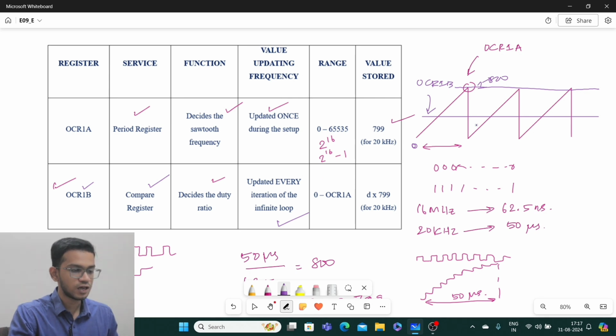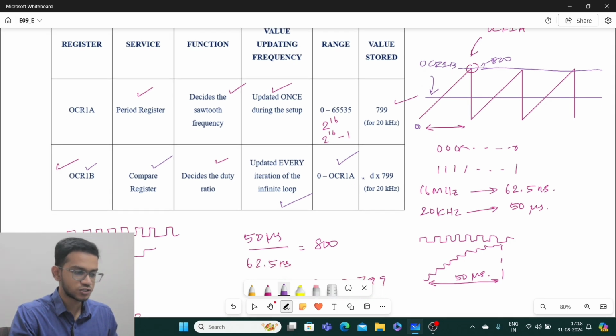So it can have a value, not though its size is 16-bit, it cannot have a value of 2 power 16. Maximum it can have a value of only 800. Only that makes it meaningful. So that's the maximum value which it can store. So what is the value which should be stored here? You compute a duty ratio, scale it to 800 and then store that value. So once this is done, you will get your duty ratio ready.